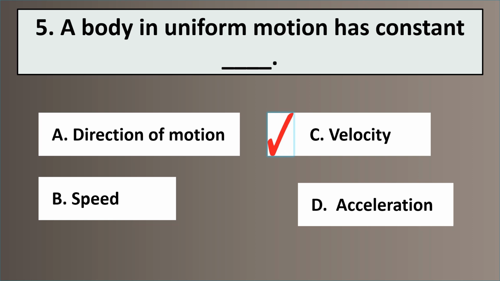So when you say uniformly accelerated motion, we are no longer talking about having a constant velocity. That is more appropriate for letter D. Uniformly accelerated motion means that the acceleration is the one that's constant. But here, we are simply talking about uniform motion, which means the velocity is constant. Next, question number 6.